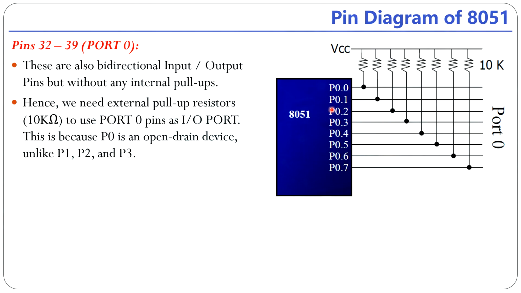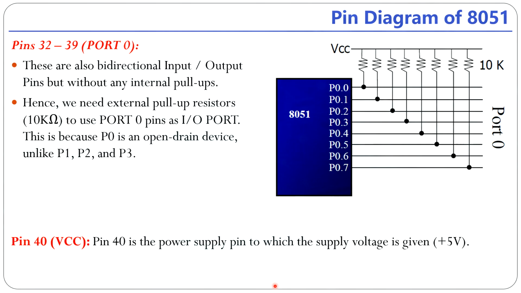This is the microcontroller. This is port P0, also the 8 pins port, P0.0 to P0.7. You see here, this is the line, this one. But our aim is to see here, this line connected with the pull-up resistor. Okay, pull-up resistor is required. This one, this is the pull-up resistor. This one, this one, this one, this one connected with the VCC, right? This is port 0. Pin number 40, that is the VCC, right? Pin 40 is the power supply pin to which the supply voltage of plus 5 volt is given, right?